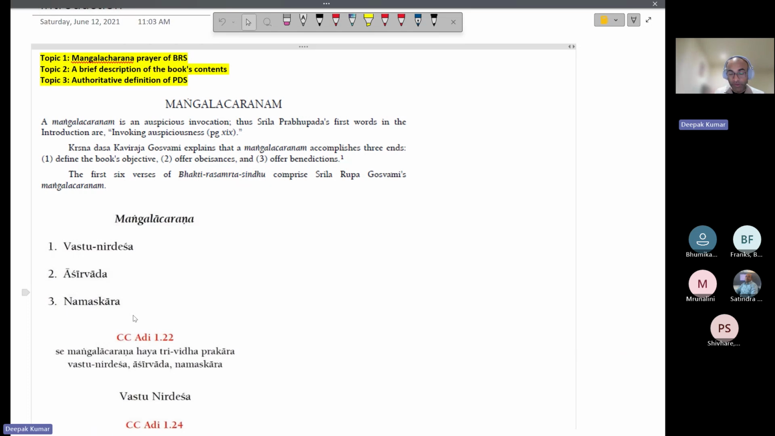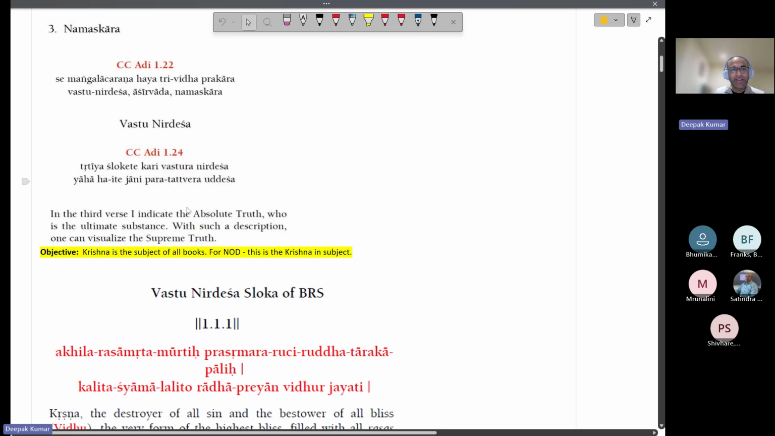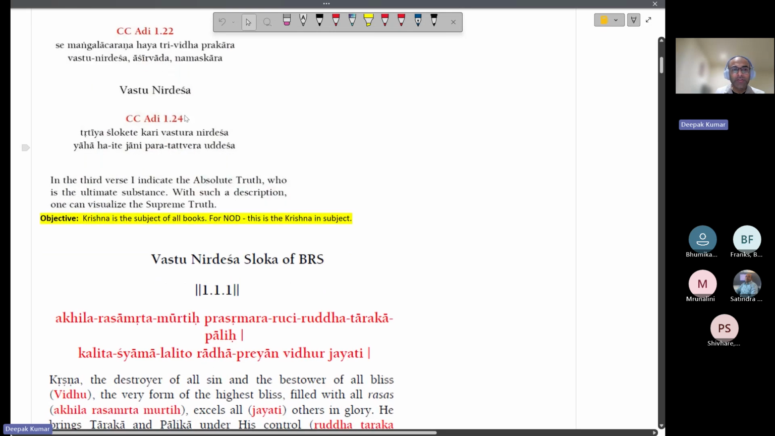Now we are actually starting the Bhakti-Rasamrita-Sindhu book. There's a reference from Chaitanya Charitamrita Adi Leela 1.22, which talks about the definition of Mangala Charan, which is Vastu Nirdesh, Ashirvad, and Namaskar. Okay? So what is Vastu Nirdesh? Vastu Nirdesh sets the objective.